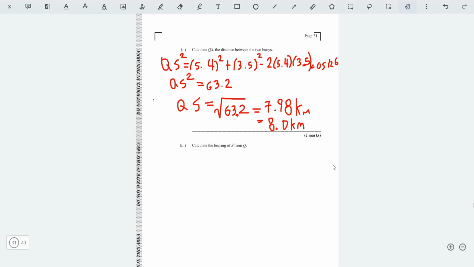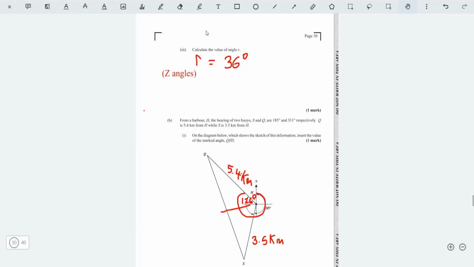And now they want us to find the bearing of S from Q. The bearing of S from Q. S from Q. This is the from position. The bearing of S from Q is all of this angle. So I just need to find the little angle in here, plus the angle on the outside. Now, easy to find the angle on the outside, right?